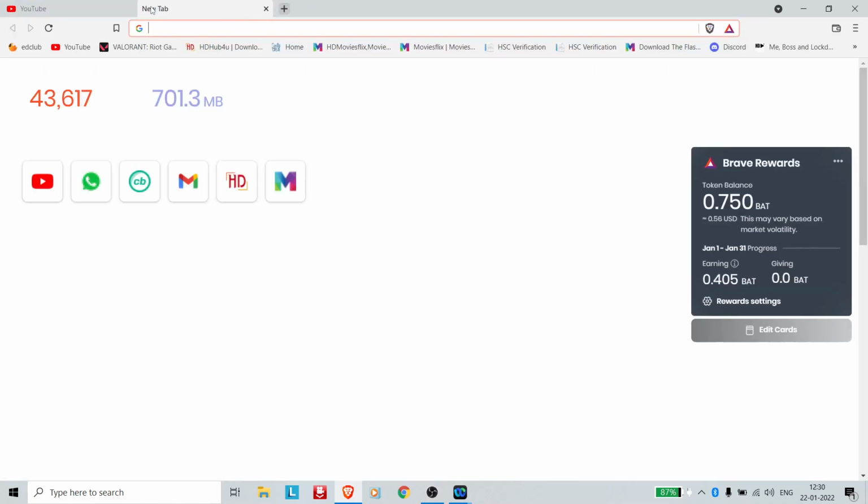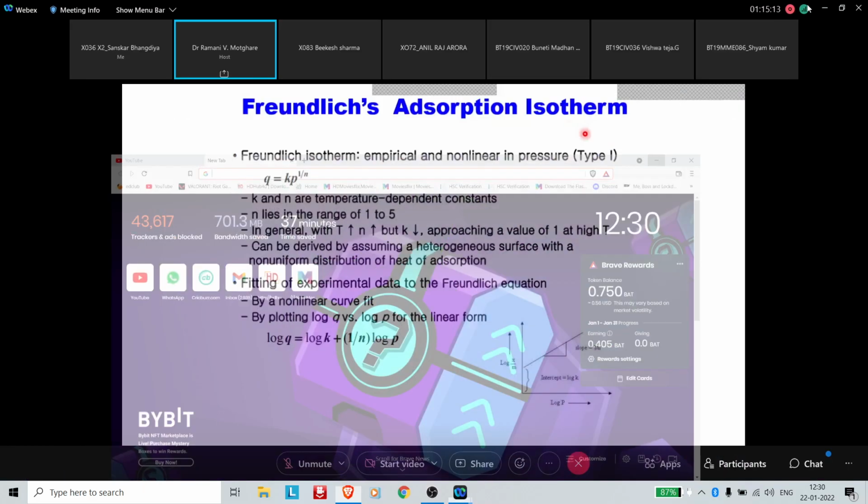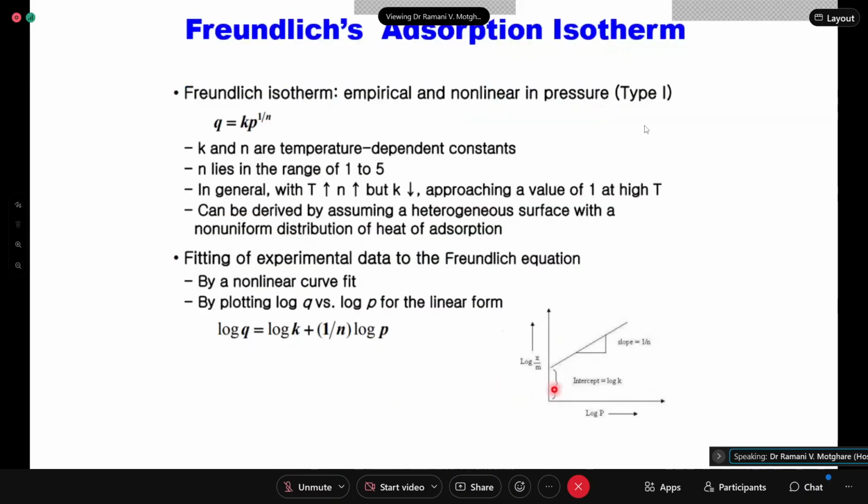We are studying isotherm, which means what is the amount adsorbed per gram of adsorbent, and how that is changing with pressure or concentration. Temperature has nothing to do here. Temperature is constant throughout. Mostly things are performed at room temperature for study.